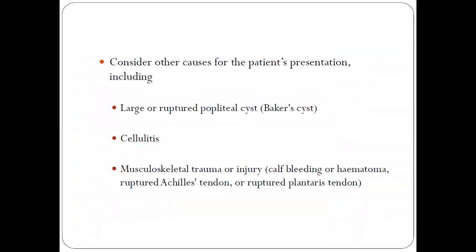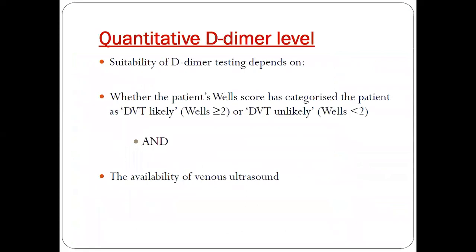Consider other causes for the patient's presentation, including a large or ruptured popliteal cyst, which is a Baker cyst, or cellulitis, musculoskeletal trauma or injury, such as calf bleeding or hematoma, ruptured Achilles tendon, or ruptured plantaris tendon.